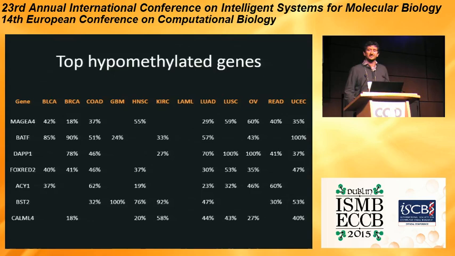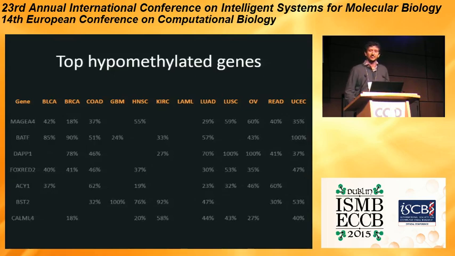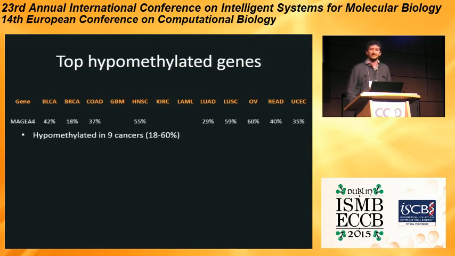Similarly, we did the same analysis for the top hypomethylated genes. And here we found a little bit less genes. So the top genes were hypomethylated in 8 cancer sites. And overall, we found 42 pan-cancer hypomethylated genes in at least 5 sites. Again, focusing on the top gene, A4, it's hypomethylated in 9 cancers, which is prevalence.